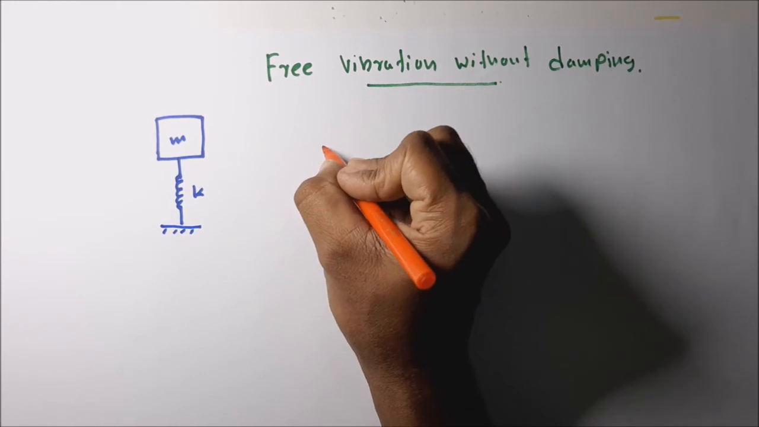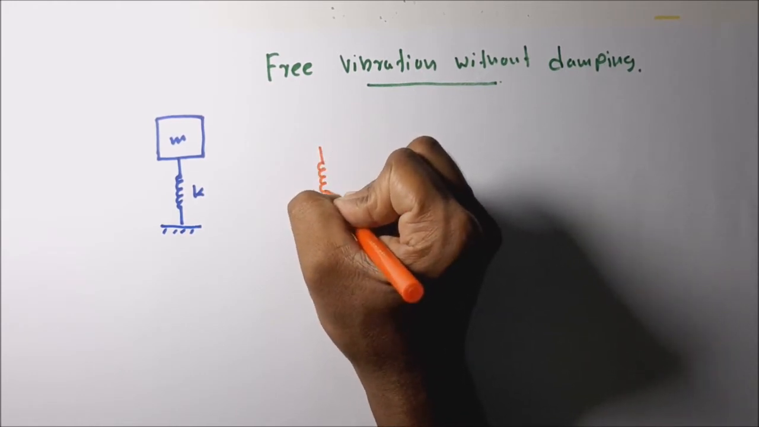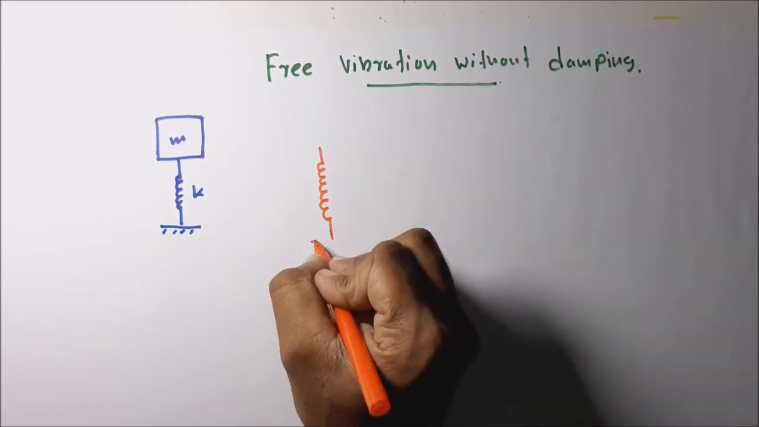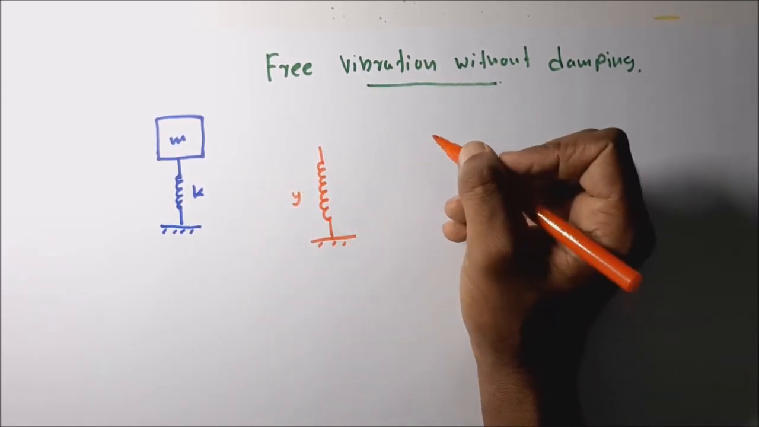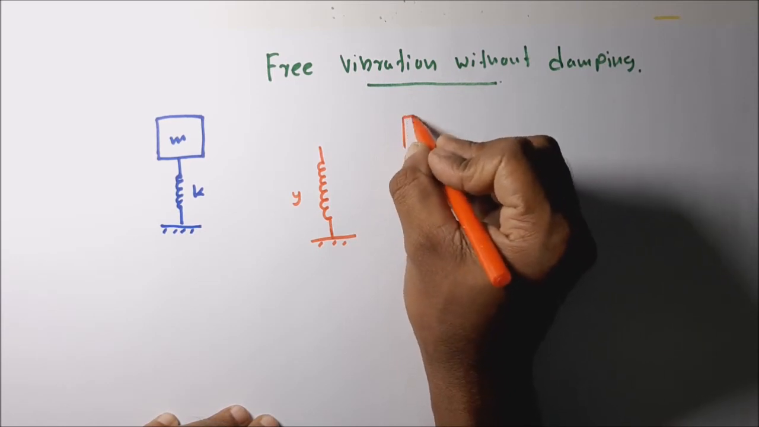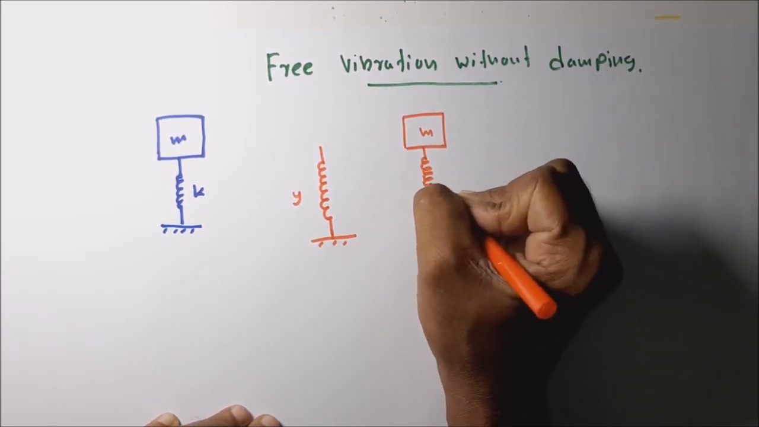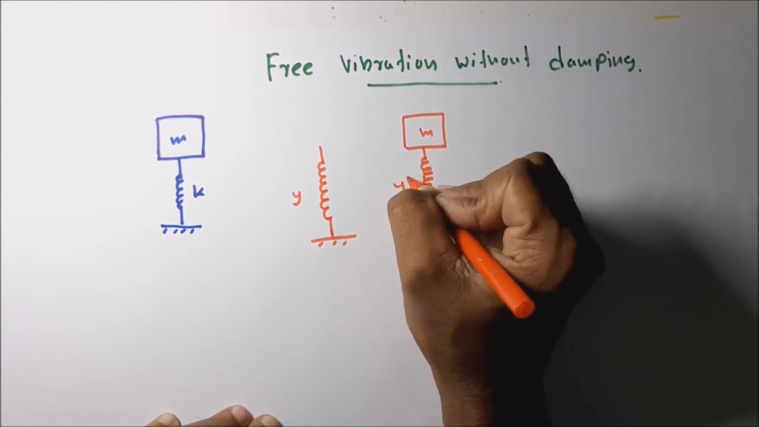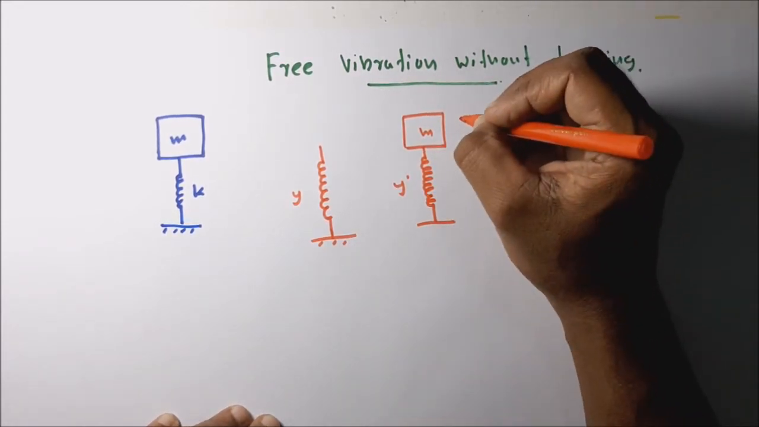Let's take the original length of the spring before placing this mass M as y. Then after placing this mass M on top of the spring, the spring is compressed. Let's take the length as y dash. Okay, then we give a certain energy.